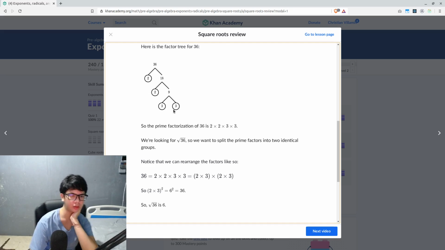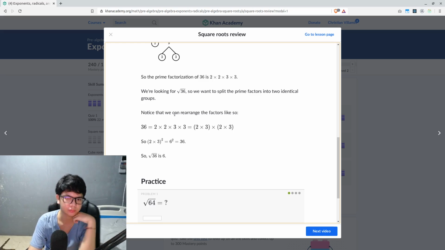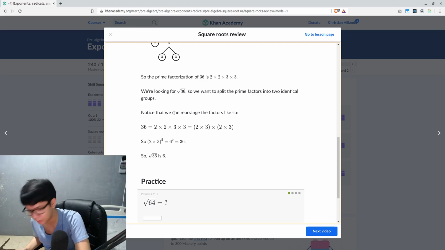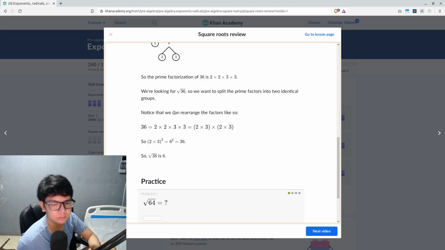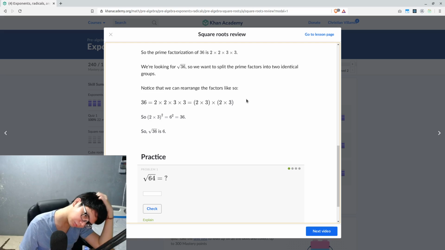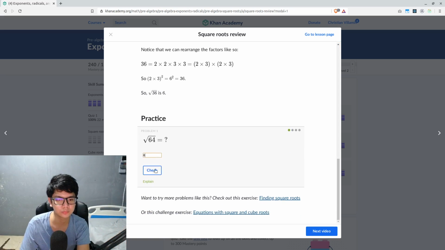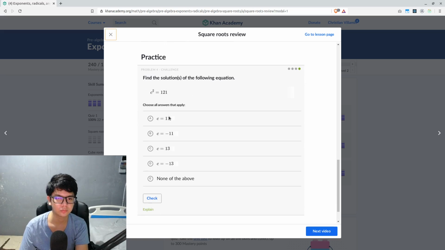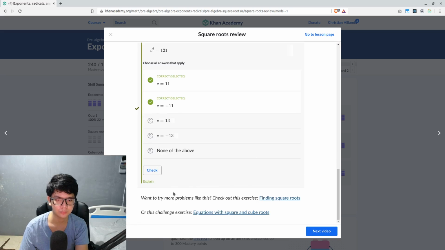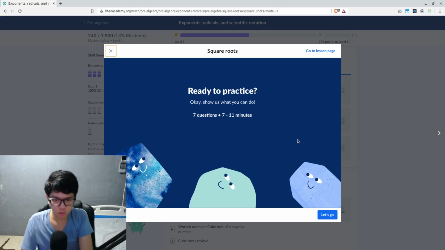2 times 3 is 6. So this is 11. Square roots.